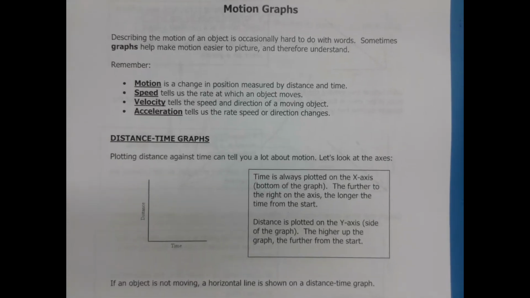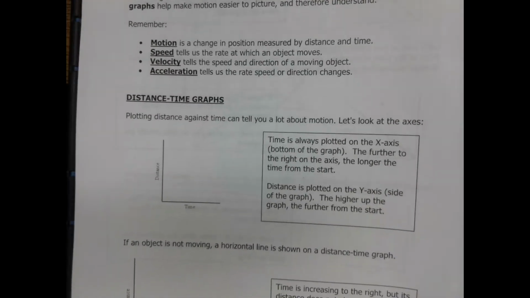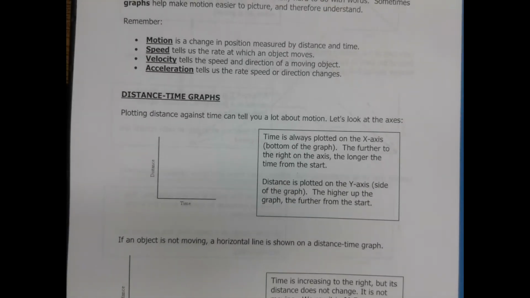So there are going to be two main types of graphs. Distance time graphs. We will be plotting time on the x-axis, the bottom of the graph. The further to the right, the longer the time from the start. Distance is plotted on the y-axis, the side of the graph. The higher up the graph, the further away from the start.